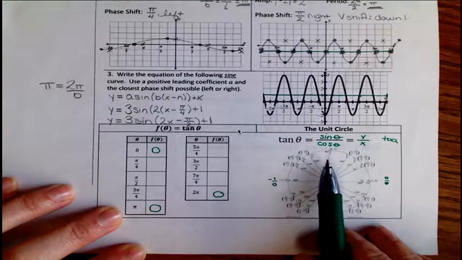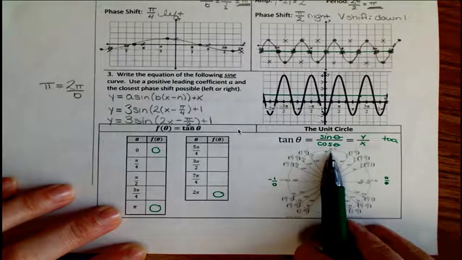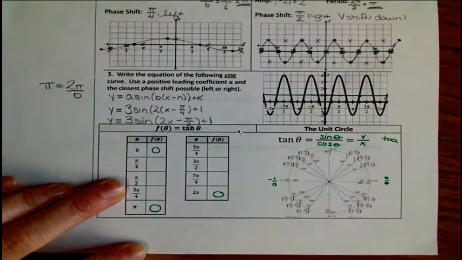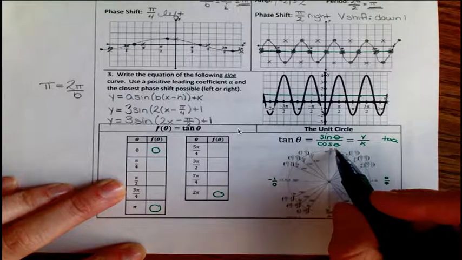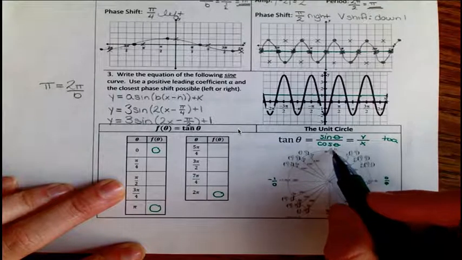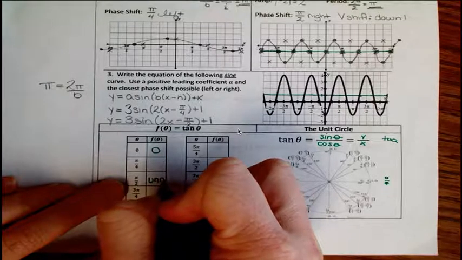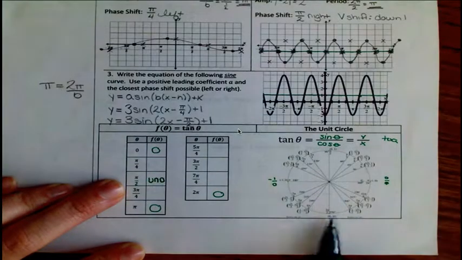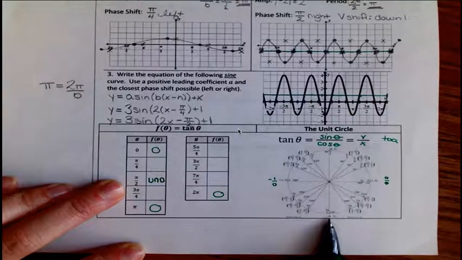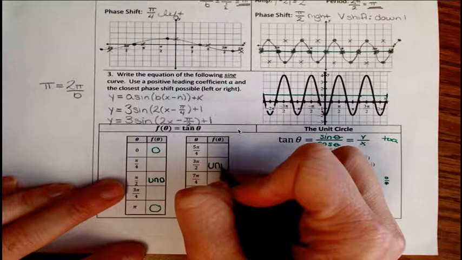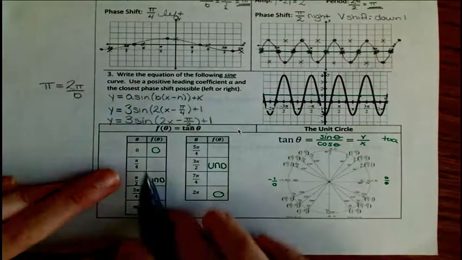Now let's think about right here at pi over 2. Well, you'd have 1 divided by 0, 1 being the y value, 0 being the x value. 1 divided by 0, well, that is undefined. You cannot divide by 0. And similarly, down here at 3 pi over 2, it would be -1 divided by 0. So there, it is also undefined.